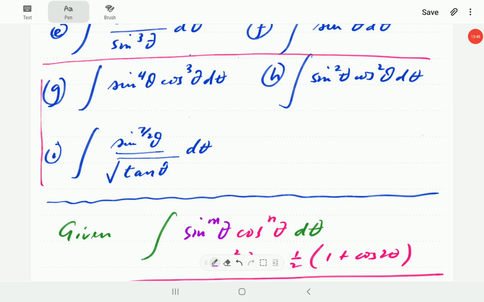Alright, we're now going to scroll down to our answers for these 3 examples here.